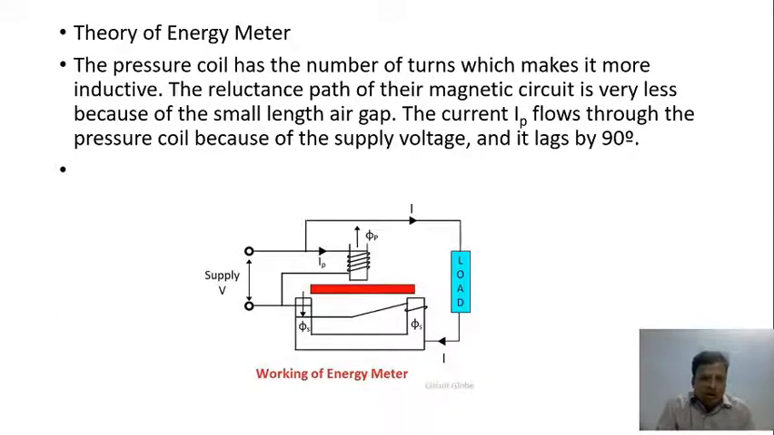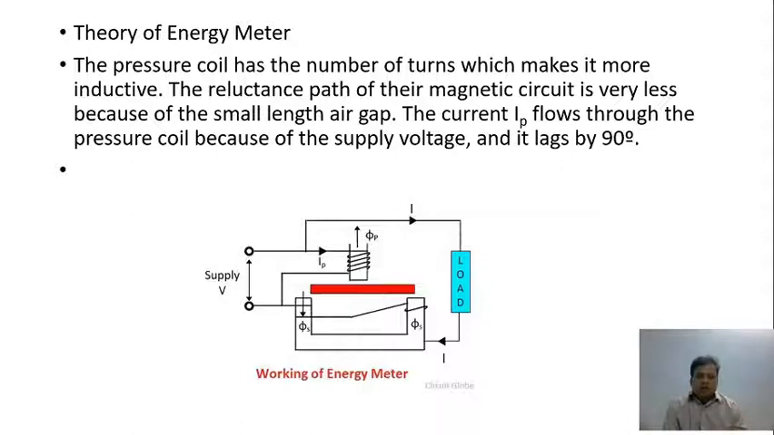Now we will write the theory of the energy meter. The pressure coil has a large number of turns which makes it highly inductive. The reluctance of its magnetic circuit is very low because of the small length air gap. The current IP flows through the pressure coil because of the supply voltage and it lags by 90 degrees. So if you see the supply voltage here, IP current is flowing, and there are two magnets.